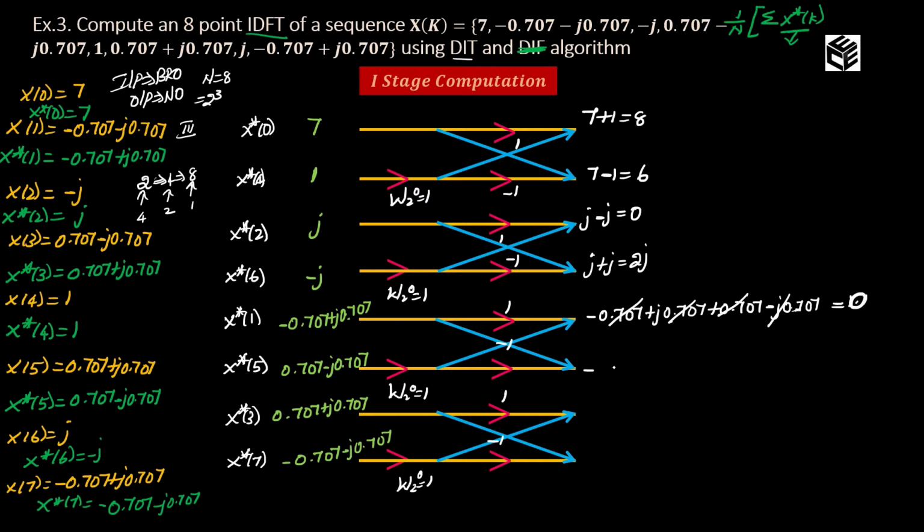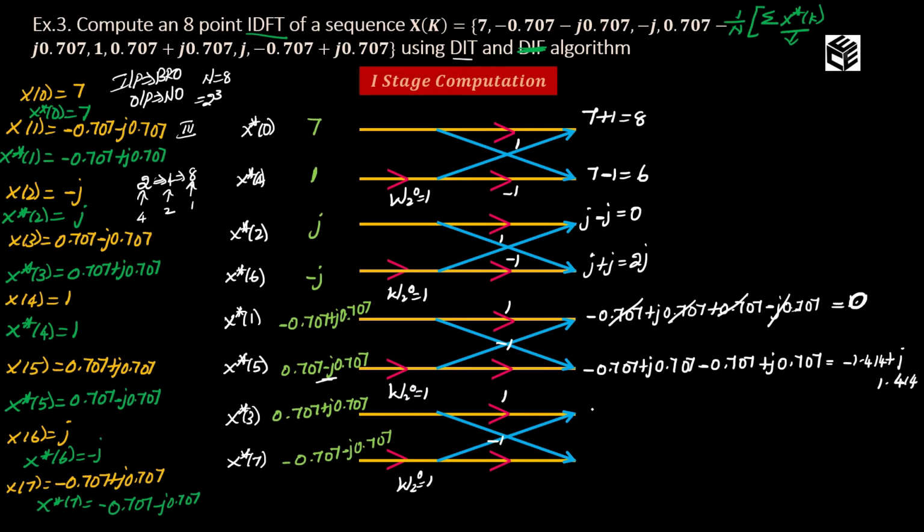And here minus 0.707 plus j 0.707 and minus of this value, correct? So it is minus 0.707 plus j 0.707. So this is equal to minus 1.414 plus j 1.414.